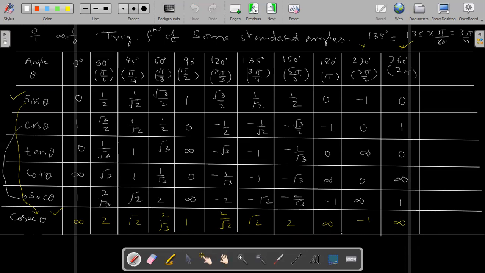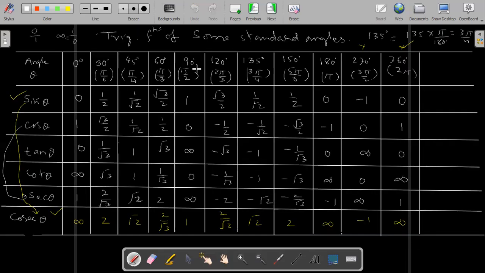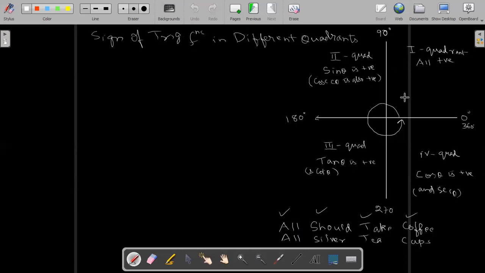Then from 90 to 180 degree, sine and cosec are positive. You can see that only sine is positive; the others are negative, and cosec is positive. So how to remember this? In the second quadrant only sine theta and cosec theta are positive. In the third quadrant tan theta and cot theta are positive, and all other ratios are negative.